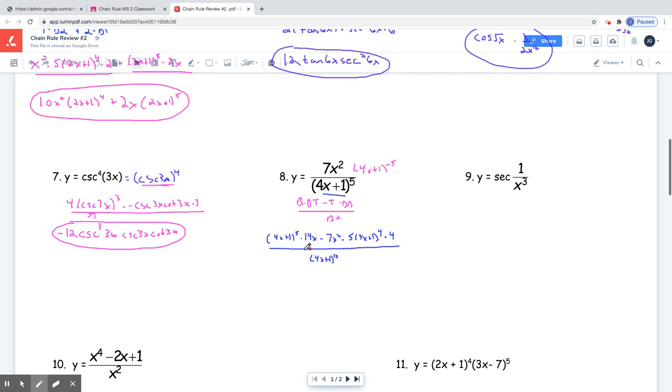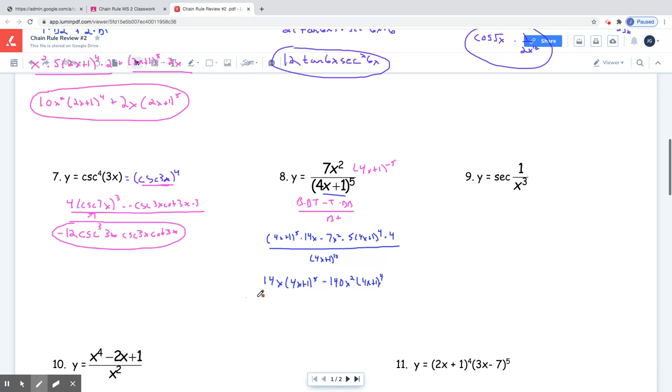All right. But just to make it a little bit better, I'm going to put the 14x out front, and then the 4x plus 1 to the 5th. And then I got 7x squared, 5. That's 20. 5 times 4 is 20. 20 times 7 is 140. X squared times 4x plus 1 to the 4th.